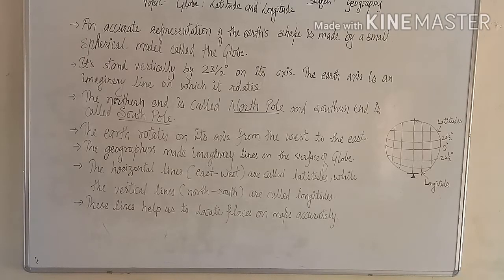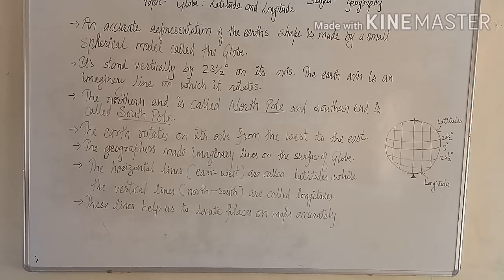Earth's shape is represented by a small spherical model. As you know, Earth's shape is spherical, not round. So the small spherical model that we find in a particular place is the globe. As you can see on the screen, it stands tilted by 23.5 degrees on its axis.